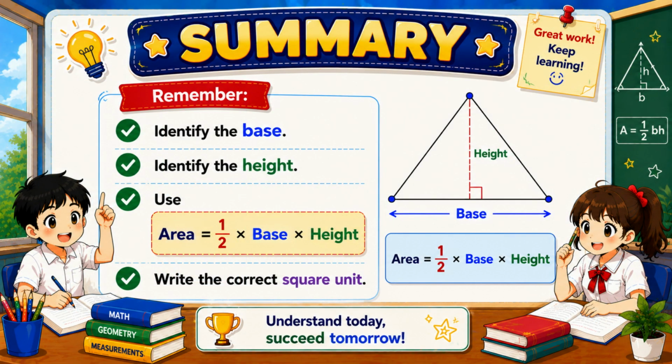Today, we learned how to find the area of a triangle by multiplying the base and height, then dividing by 2. Always remember the formula, and don't forget the unit.